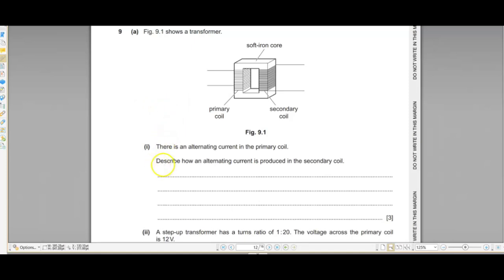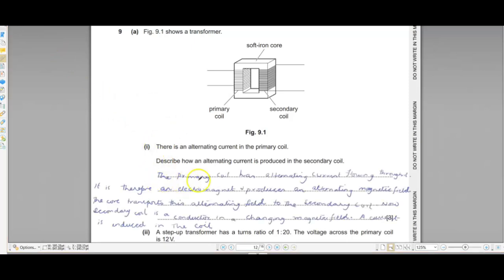So let me write the answer over here so that we can save time, and I'll just explain it again once I've written that. The primary coil, as I told you, has alternating current flowing through it. It is therefore an electromagnet, and so it produces an alternating magnetic field. The core basically transports this alternating field to the secondary coil. Now the secondary coil basically is a conductor in a changing magnetic field. So a current is induced in the coil. That is how a current is induced in the secondary coil.